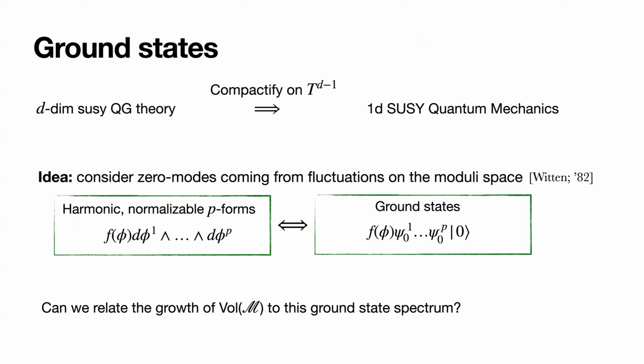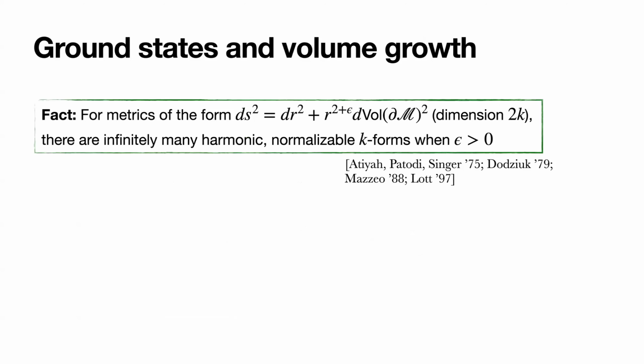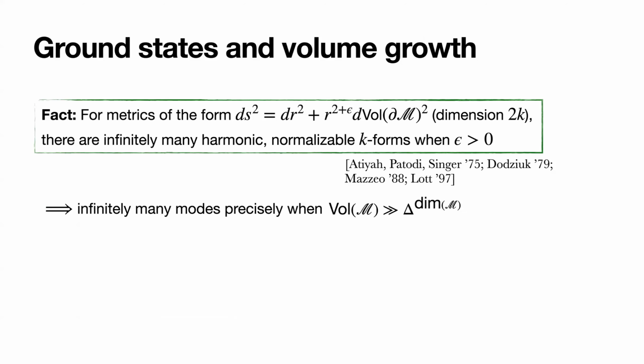And now the key question is, can we relate the growth of the volume to this spectrum of ground states? When the growth of the volume is more than polynomial, more than Euclidean, can we really see that there's an infinite number of ground states? And the answer is yes. For a metric of this form, asymptotically, as you go into the asymptotic regions of moduli space, it takes this standard spherical form with r to the t plus epsilon, where epsilon measures the violation away from Euclidean space. We find that there are infinitely many harmonic modes precisely when epsilon is bigger than 0. And in that case, if there are infinitely many modes, you see that the volume grows more than this Euclidean volume growth.